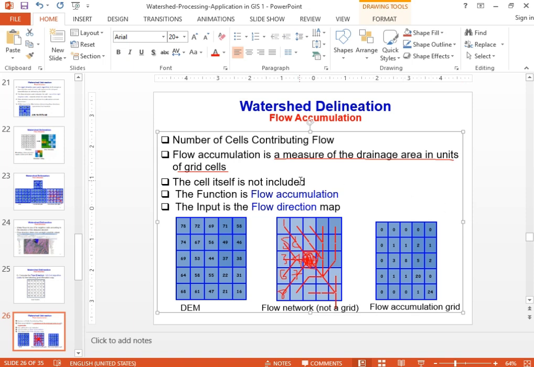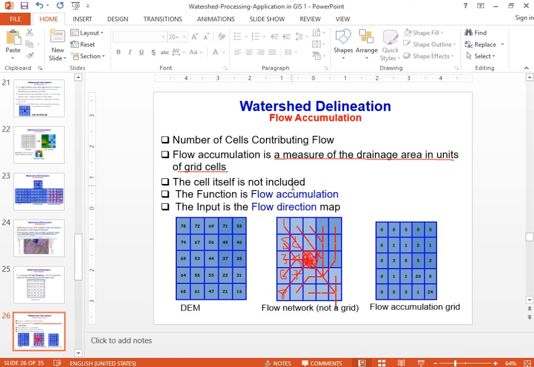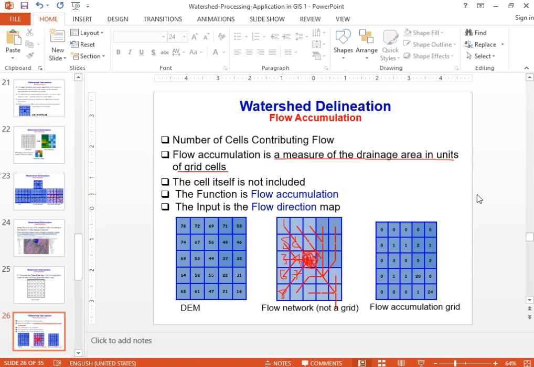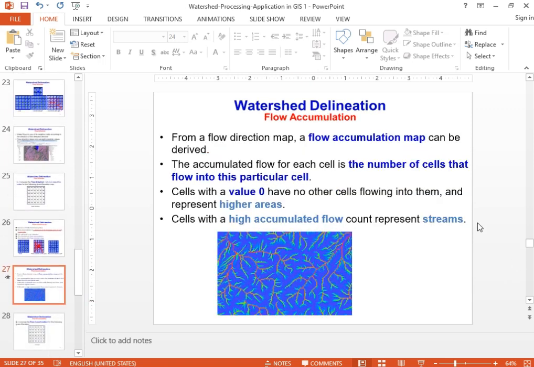When we are working with flow accumulation, the cell itself is not included. Rather, you should incorporate the previous cells. The function is flow accumulation, and the input is the flow direction. You should provide the flow direction. To make your determination for the flow accumulation grid, you should use a flow network. If you use a flow network, it may be easy for you. So you can work in such a way.